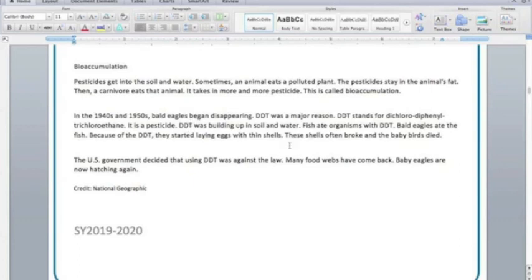Another important detail is that because of this DDT, the eagles started laying eggs with thin shells. We're going to underline that as well. And it made the baby birds die before they hatch. We're going to underline the last sentence here as well.